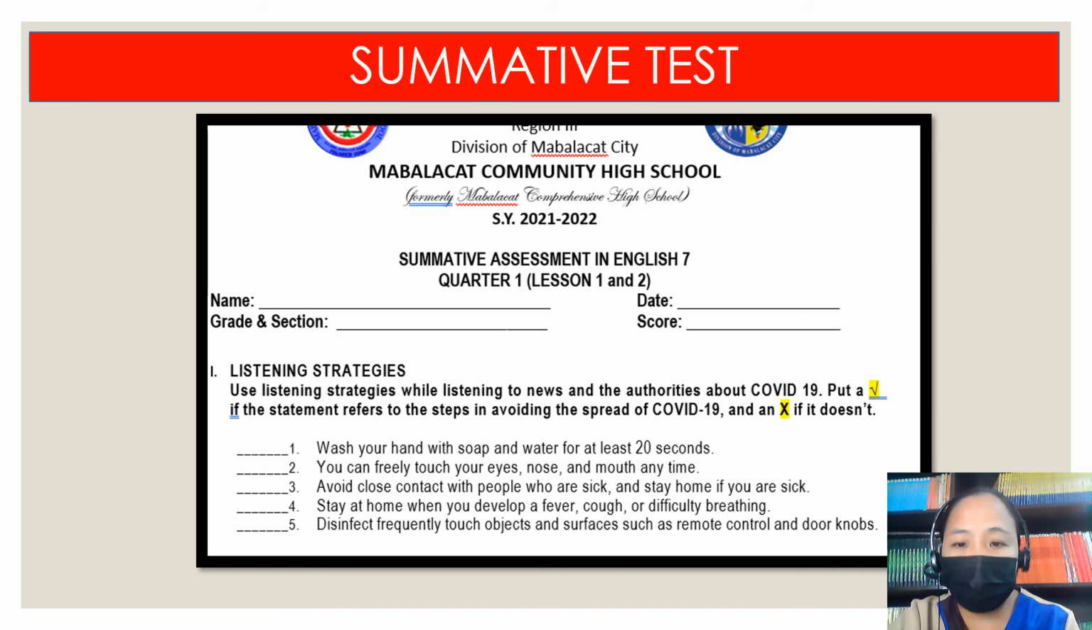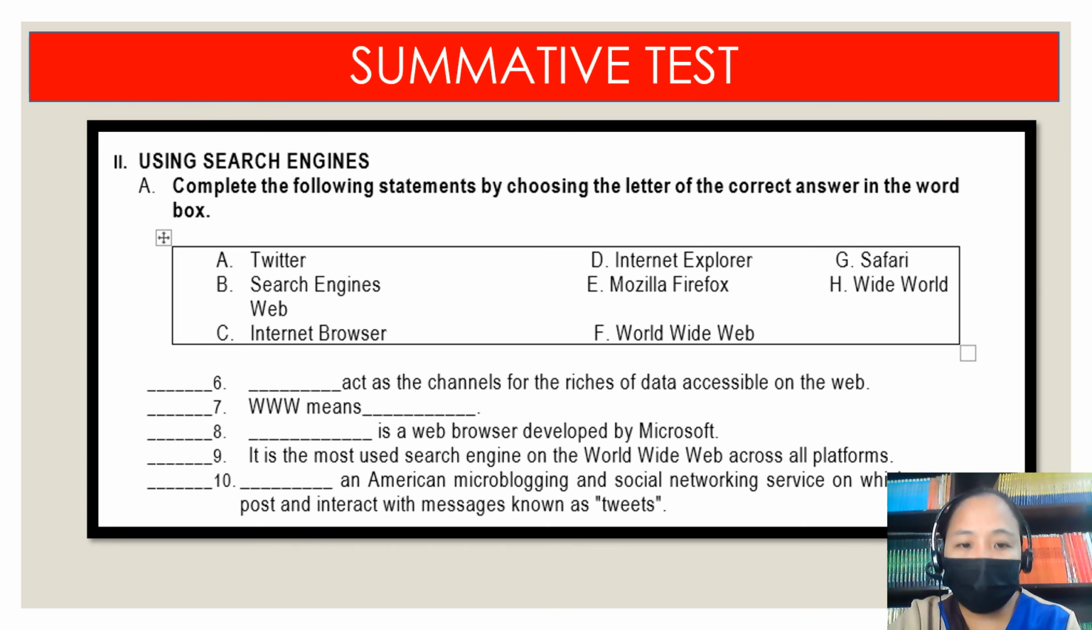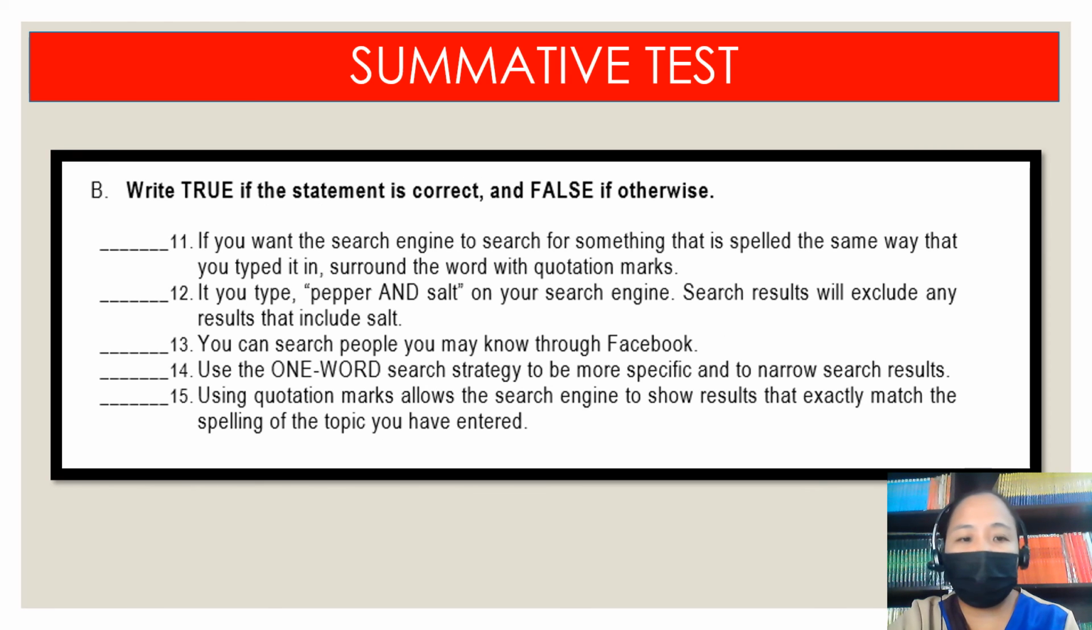Then you will receive assessment or a summative test for lesson 1 and 2. Test 1 will be checked or X. You will just write check or put a check on the item which is correct and an X if it's incorrect. For lesson 2, you are to match the letters with the definition. Complete the statements by choosing the correct term that will correctly complete it and write the letter before the number. And then for letter B, you just have to write true or false. Write true if the statement is correct and false if otherwise.